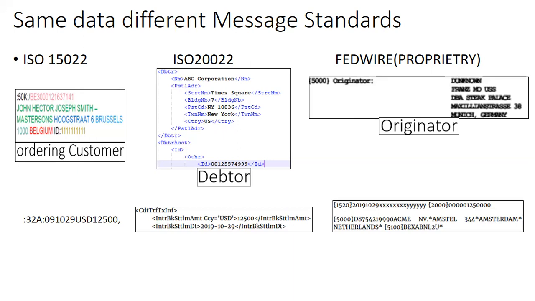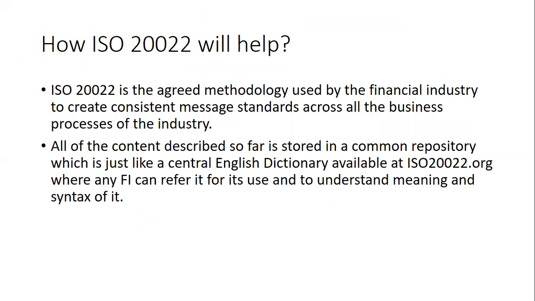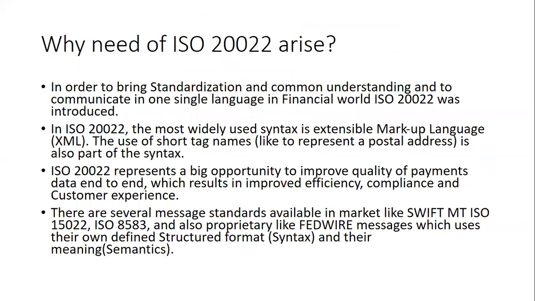And this brings another advantage of using ISO 20022 over any other financial institution messages. Let's go back here. In ISO 20022, as I said, it will be using the XML format, and the way it is read is very easy to understand, and it has a syntax. Basically, for example, for postal address, they will use PSTL ADR. So it is easy to make the syntax for it. ISO 20022 represents a big opportunity to improve the quality of payments data end to end, which results in improved efficiency, compliance, and customer experience.